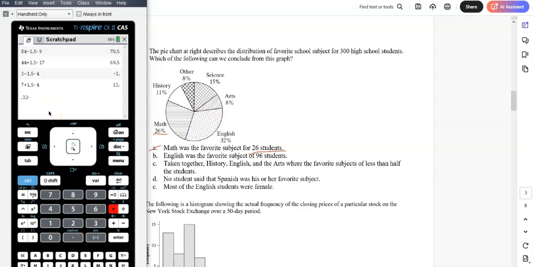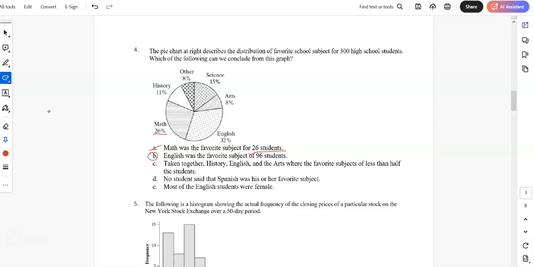32% times 300. 96. Ooh. I think that sounds right. History, English, and the arts are the favorite subjects of less than half the students. History, English, it's already 43%. And arts, that's 51%. Less than half, that's more than half, that's not right.